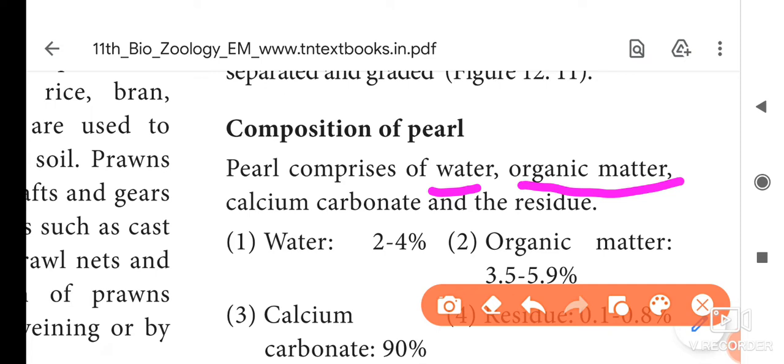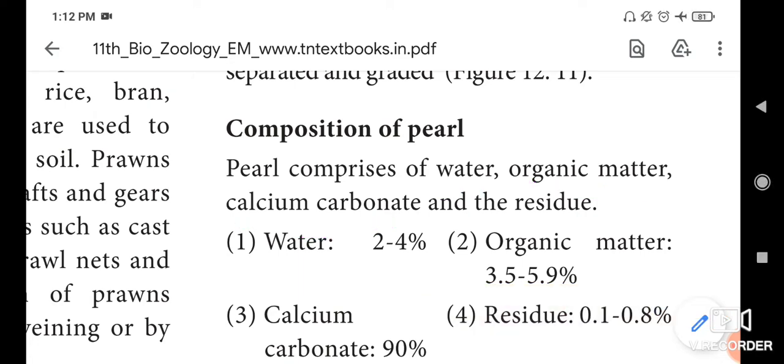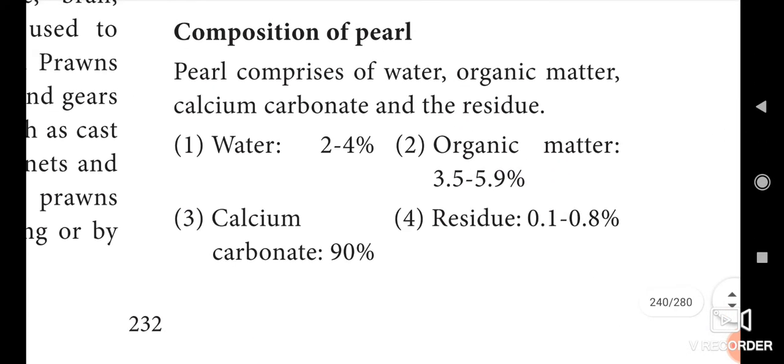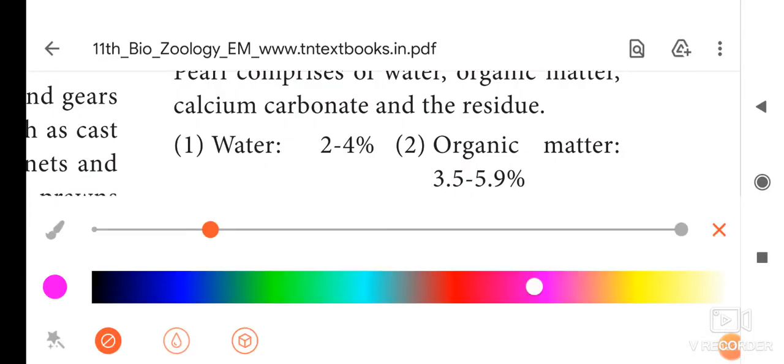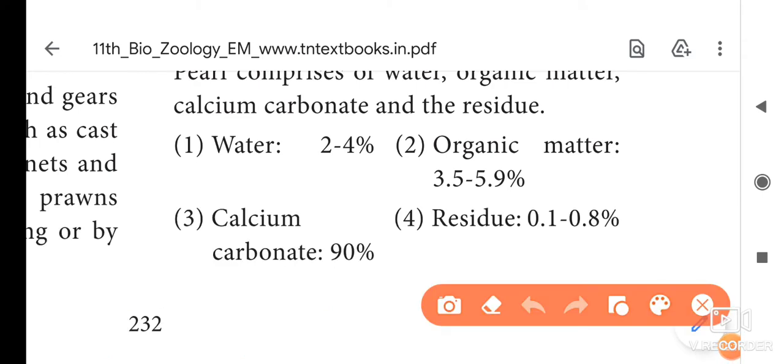Water, organic matter, calcium carbonate, and the residue. Water is 2 to 4%, organic matter is 3.5 to 5.9%, and calcium carbonate is about 90% of the pearl.